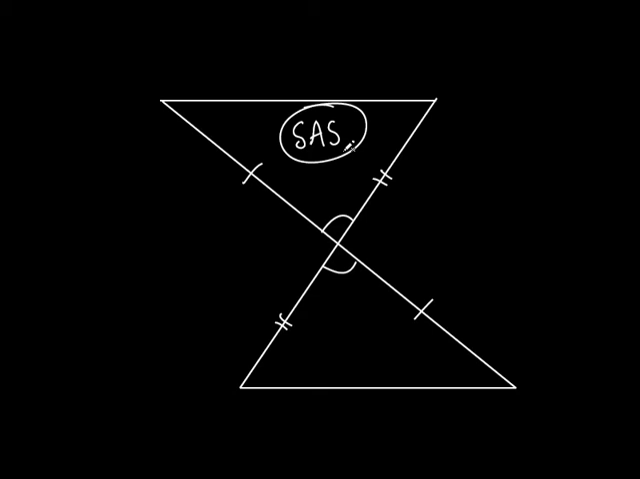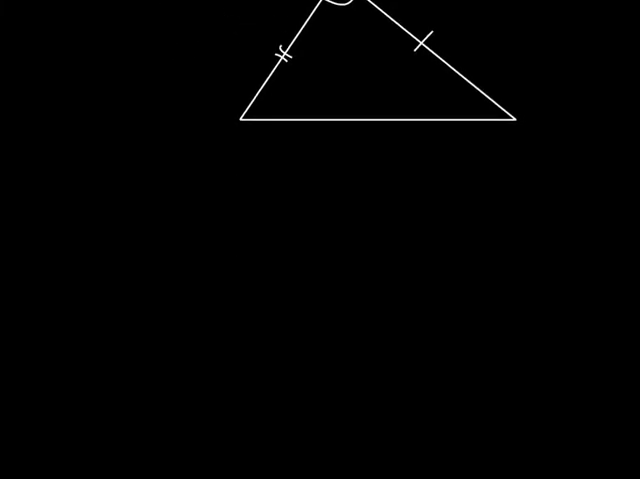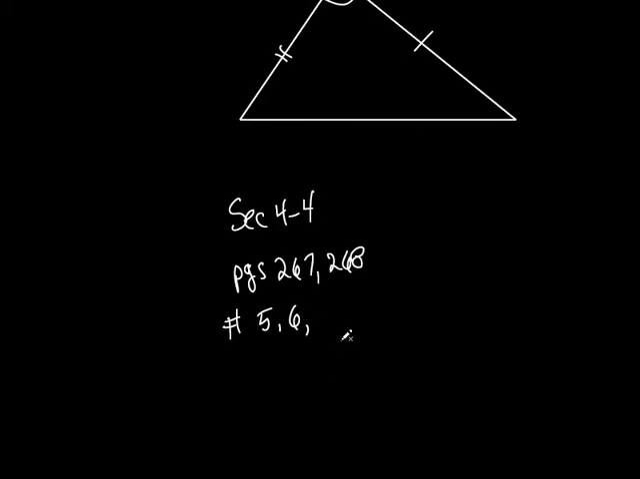Let me give you a little assignment. This is from your book, so you're going to have to take your book home tonight. So write this down, please. It's section 4.4 from the book. Page 267, 268. And it's 5 and 6. And it's 12 to 15. I'll just write them all out. 13, 14, 15. Okay? And that's your homework right there.